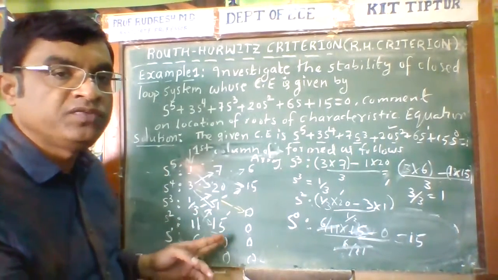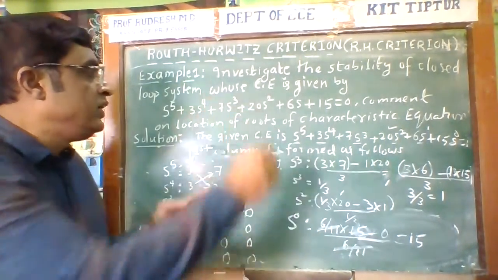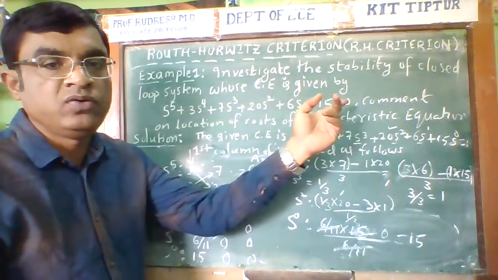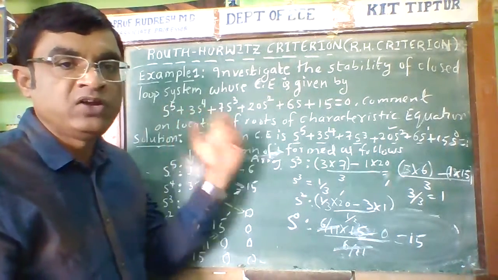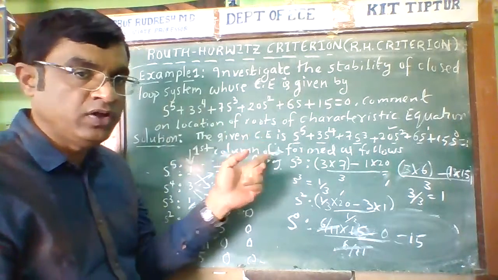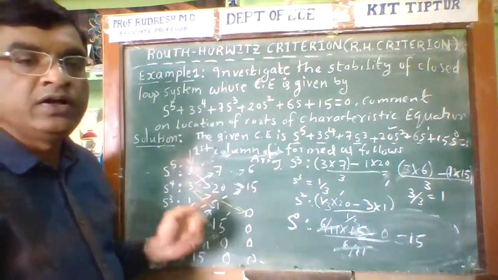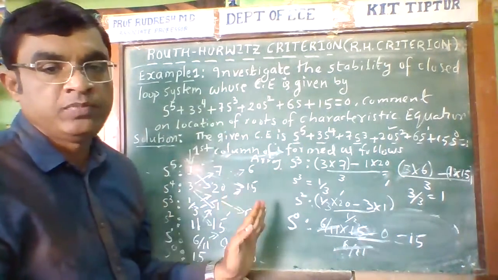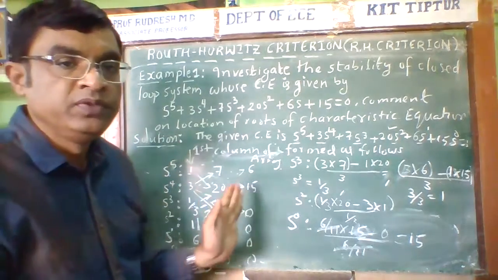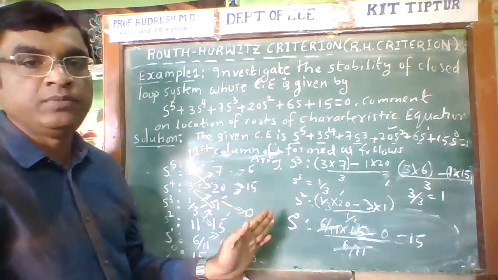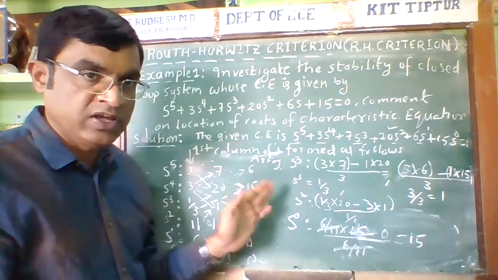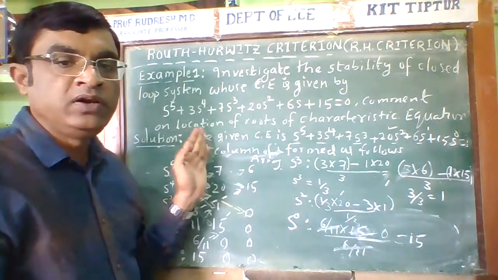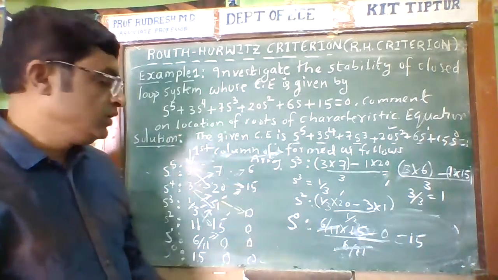Therefore, all the roots of the characteristic equation... Now, how many roots? It is a fifth order equation. The highest power of s is five, therefore it has 5 roots. Therefore, all 5 roots are lying on the left half of the S plane because the system is stable. The system is said to be stable when all the roots of the characteristic equation are lying on the left half of the S plane.